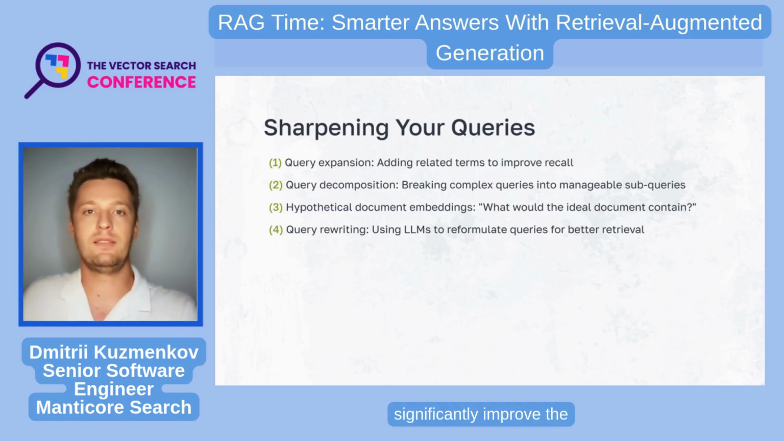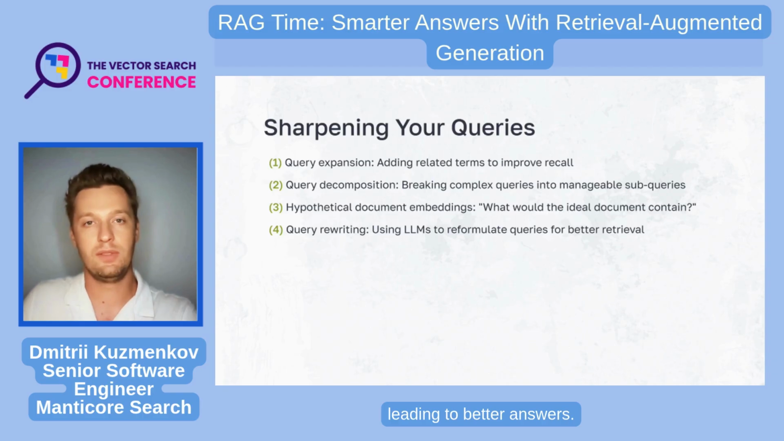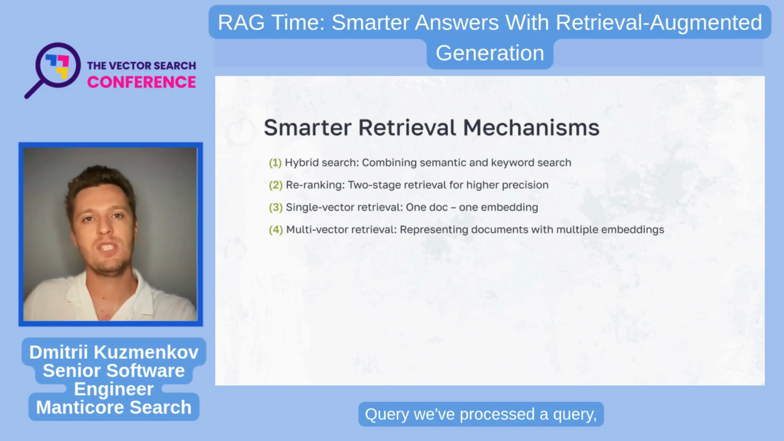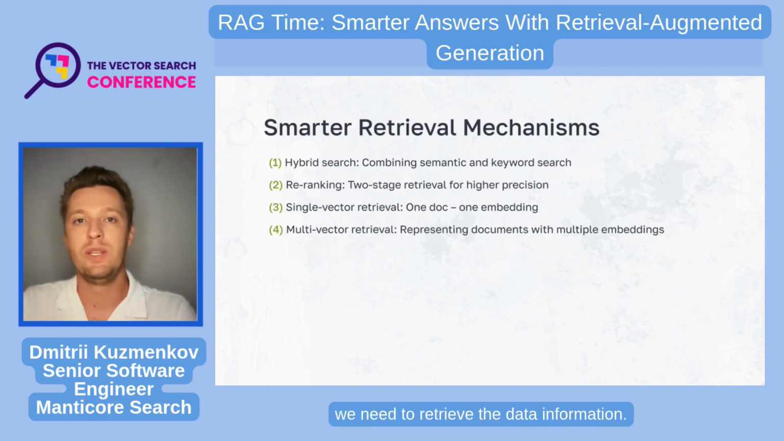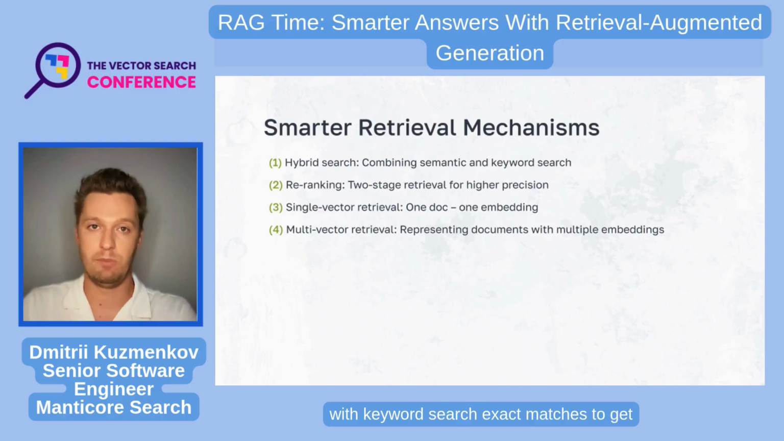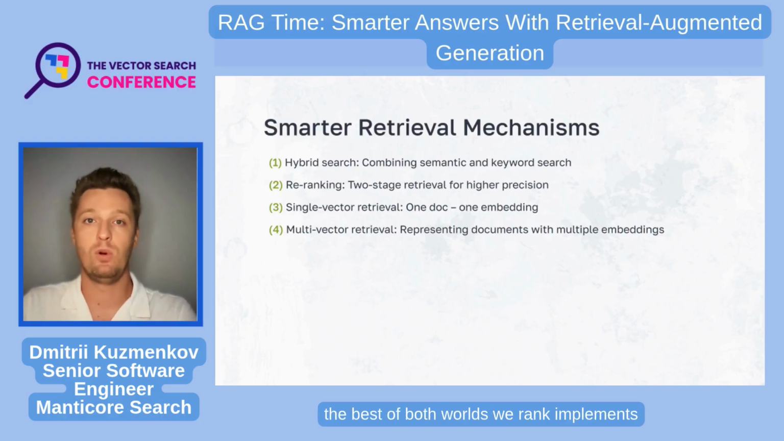These techniques can significantly improve what your system retrieves, leading to better answers. Once we process the query, we need to retrieve relevant information. Hybrid search combines semantic search, meaning-based, with keyword search, exact matches, to get the best of both worlds.